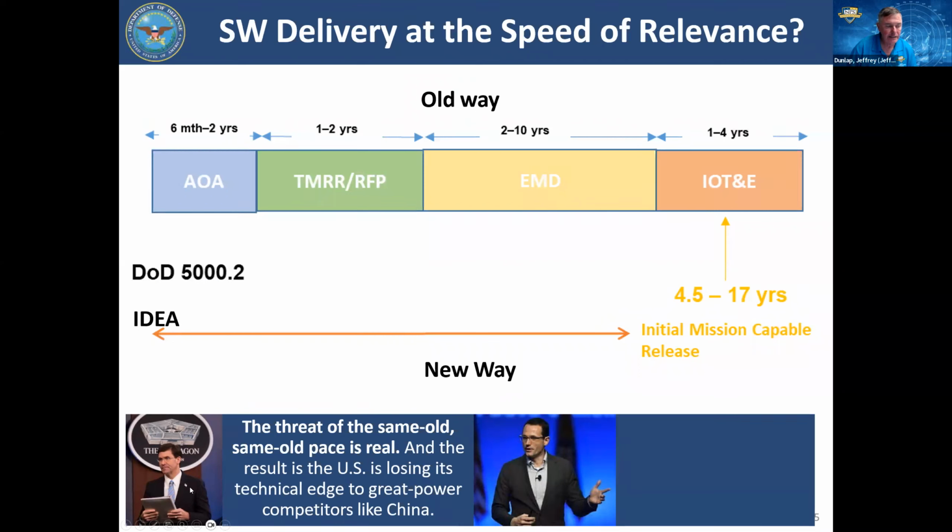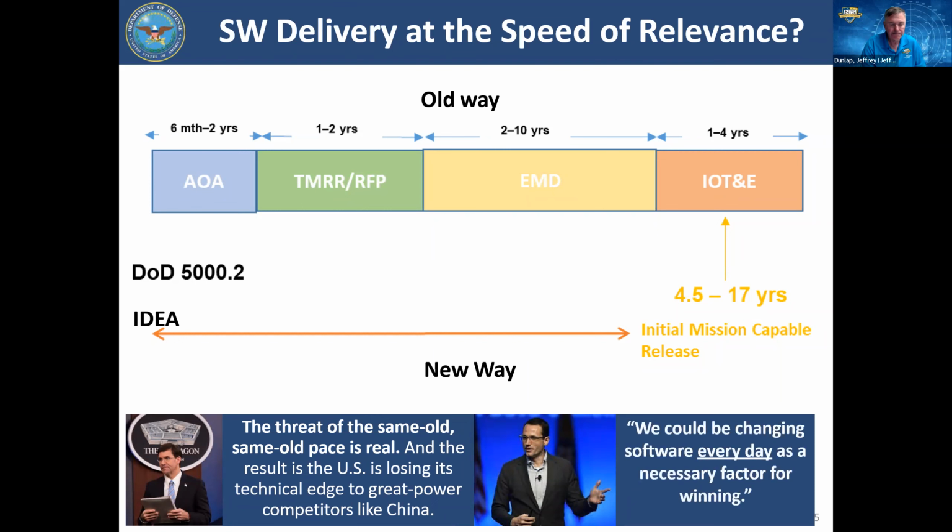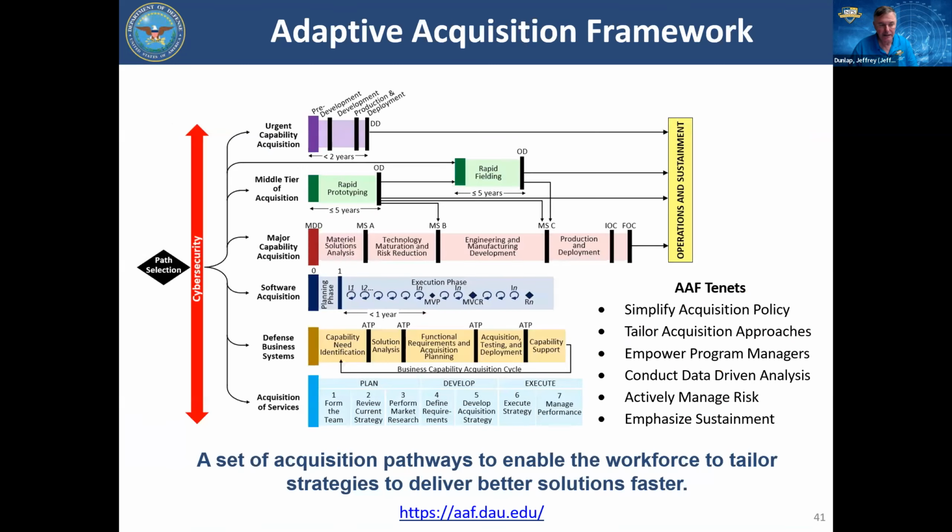The Secretary of Defense at the time said the threat of the same old pace is real. This threat of us doing waterfall and thinking we have all the time in the world is a threat to our military. As a result, the U.S. is losing technical edge to great power competitors like China. This is when they were talking about it. He was the CIO at the time. He said we could be changing software every day as necessary for winning. So if we can change software and add capability at the speed of relevance, then this is a big deal for winning the next conflicts.